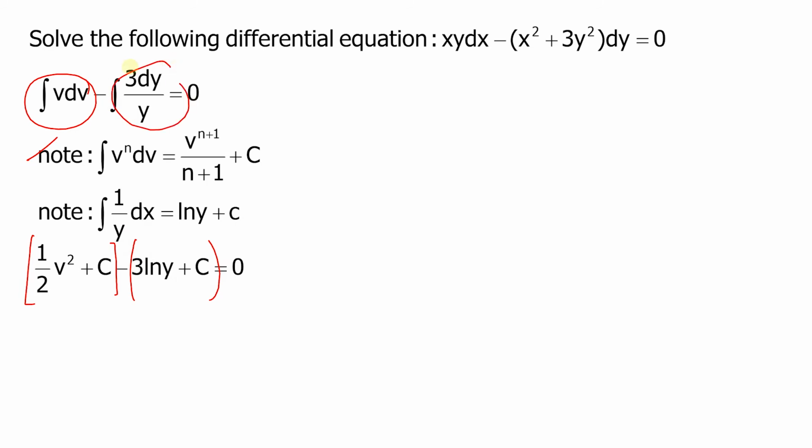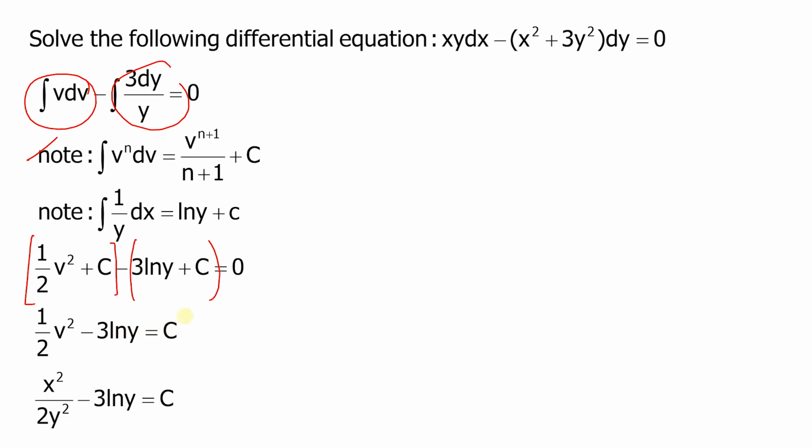Got it? So, simplify this now, class. Again, when it's plus c, a constant plus a constant is still a constant. And a constant transposed to the other side is still a constant. I hope everyone followed that the constant c was transposed to this side. A constant plus a constant is still a constant, and a constant transposed to the other side is a constant. So, you have 1/2 v squared minus 3 ln y equal to c.